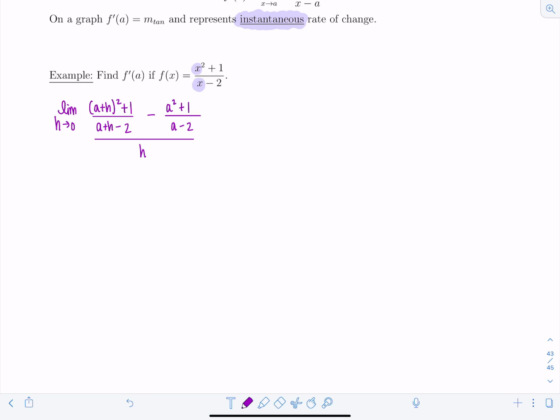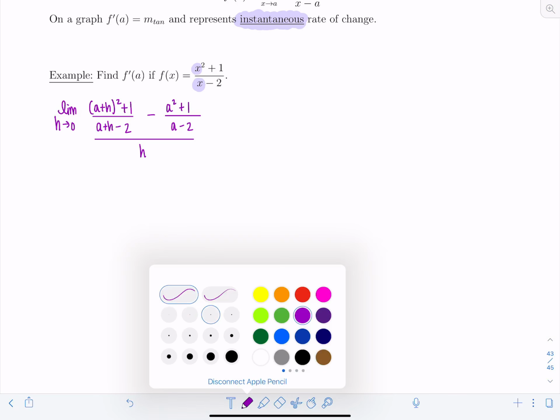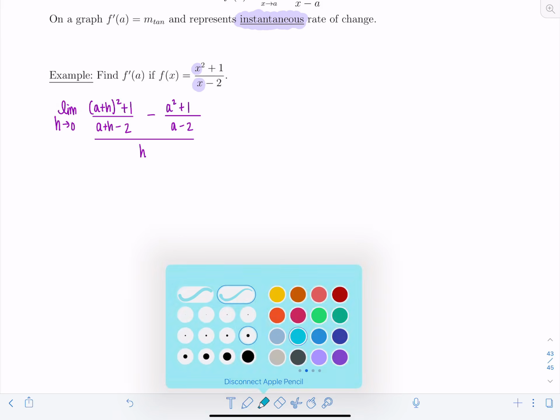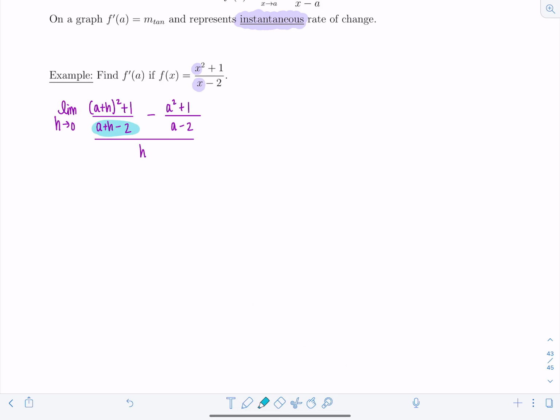All right, now how to clean up from here? Well, we have a complex fraction, right? You don't want to have a fraction within a fraction. So I'm going to multiply by the LCD of the entire expression. The LCD of the entire expression is going to be a plus h minus 2 times a minus 2. So we're going to multiply by a plus h minus 2 times a minus 2 over a plus h minus 2 times a minus 2. And then this gets distributed, right?